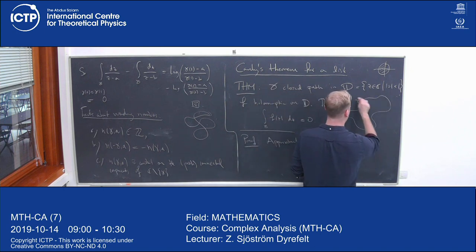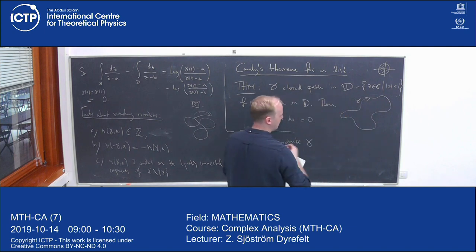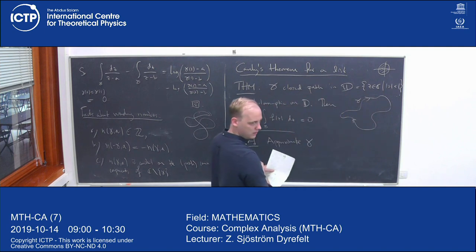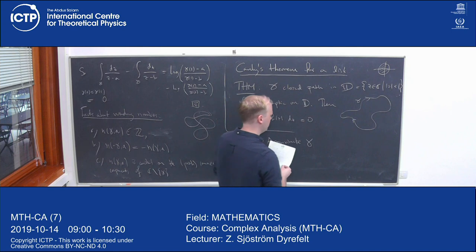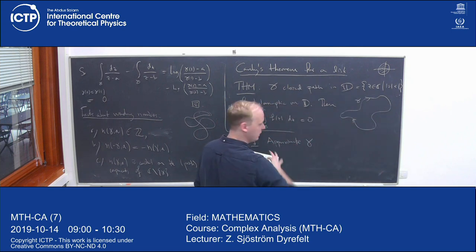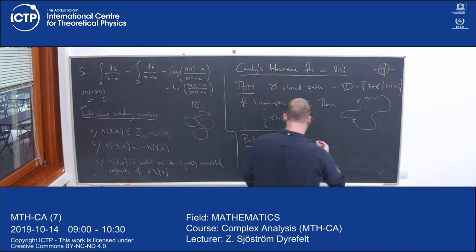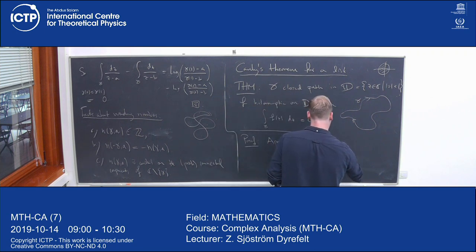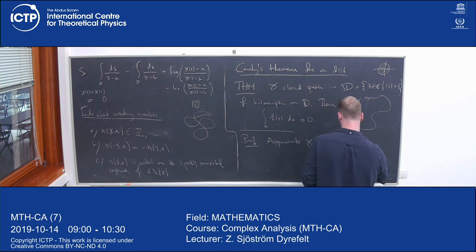Okay, so this is gamma. And I like curves going clockwise. So approximate gamma. So this is inside the disk. This is around it, everywhere it's analytic, in every point inside and outside the curve. So approximate gamma by a polygon, or by a polygonal path.